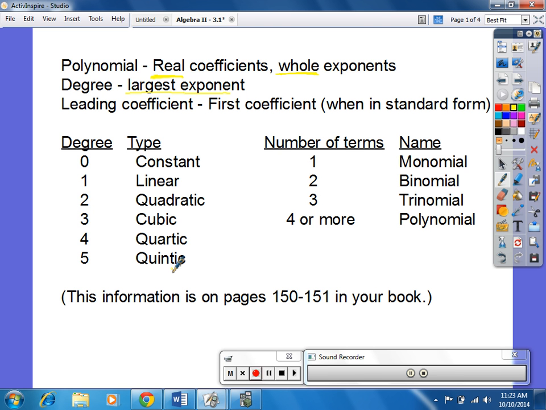Also among our polynomials, we're going to want to identify the leading coefficient. The leading coefficient is the first coefficient when my polynomial is written in standard form. In order to give the type of polynomial, you're also going to want to count how many terms the polynomial has. If it has one term, it's labeled a monomial, 2 terms a binomial, 3 terms a trinomial, and 4 or more a polynomial. Please note that this information is on pages 150 and 151 in your book, so as you're completing your assignment, you may want to use those pages as a reference.